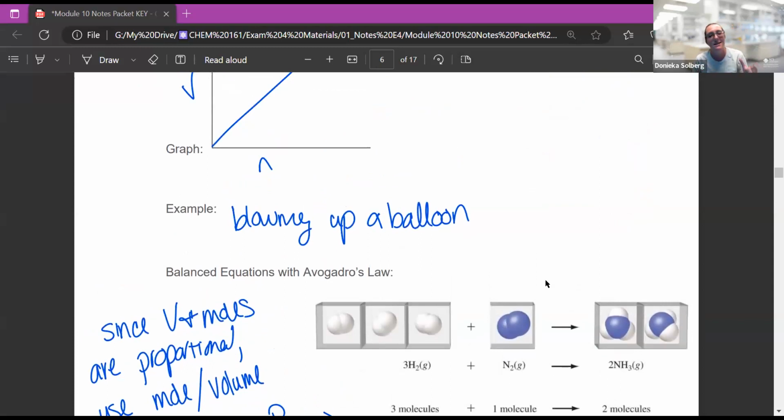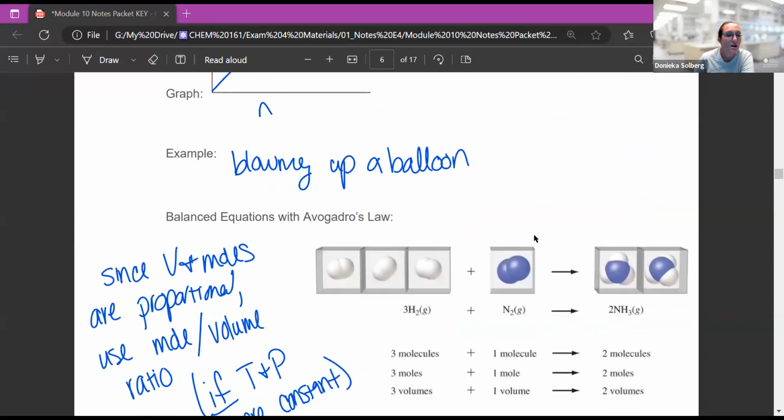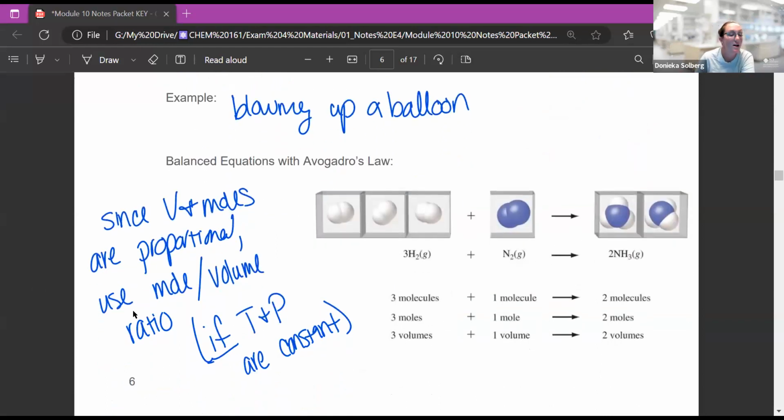So I do want to talk, it's like a little bit of stoichiometry just for a minute, is that it doesn't actually matter what the particles are, since volume and moles are proportional always. Okay, so more moles, higher volume, right? You can actually use a mole ratio just like a volume ratio as long as your temperature and pressure are constant. So this might kind of mess with your mind a little bit here. Let's look at this equation. Okay, this is a balanced equation.